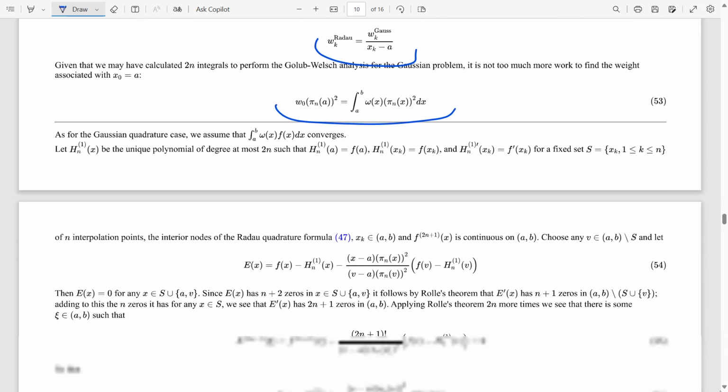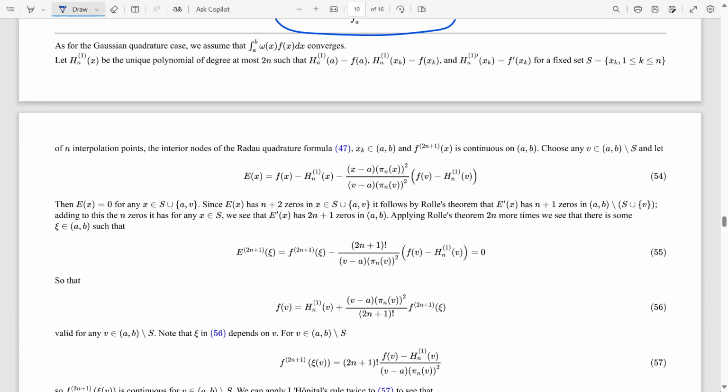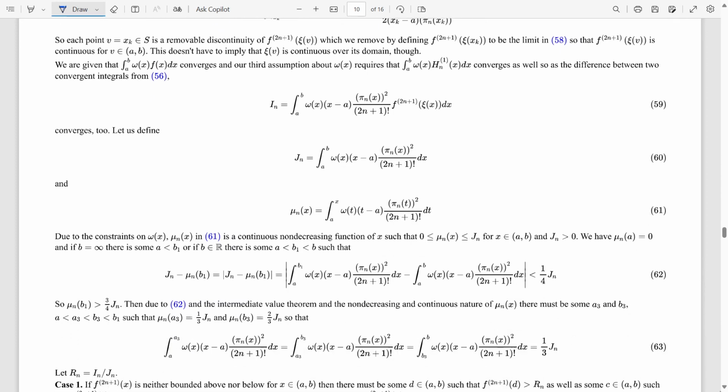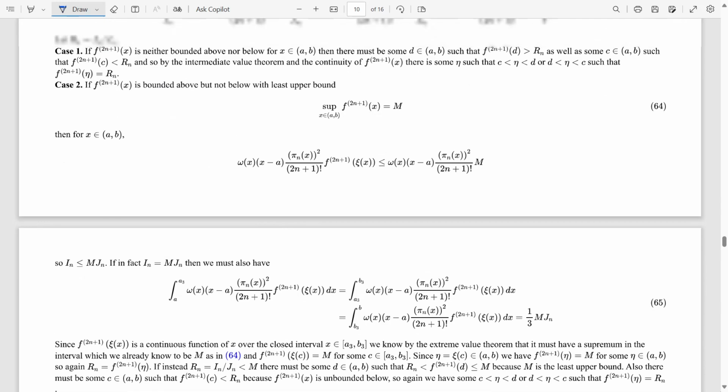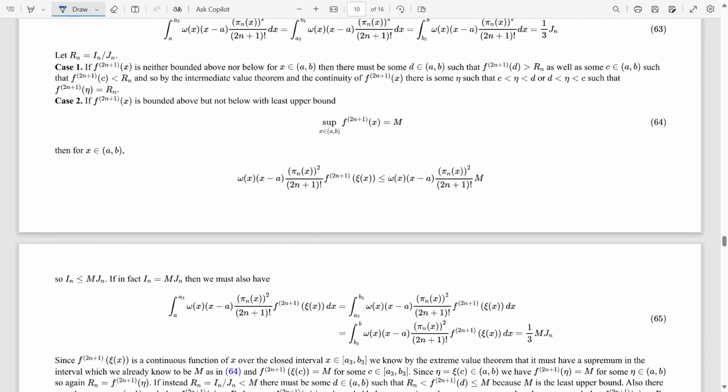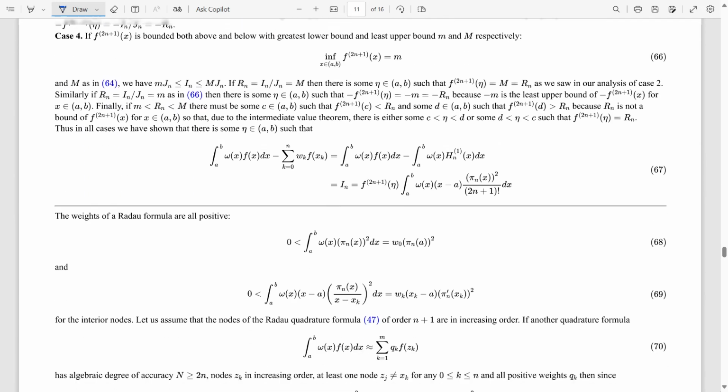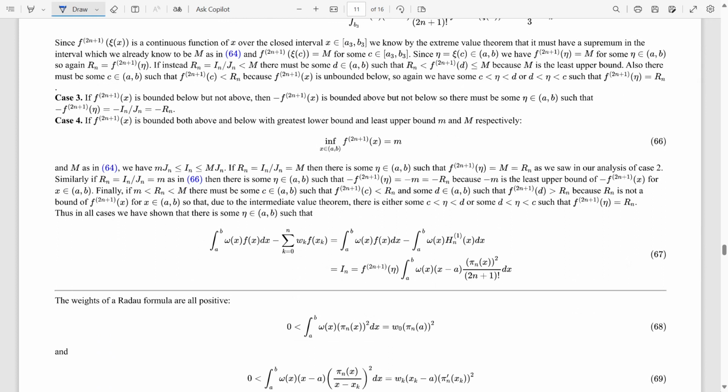I wrote out the whole proof of the error in Radau quadrature in the PDF, but I'm going to skip it in the video. You may pause and screen capture it if interested. So here's one page, here's another page, there's another page. Okay, and there we're at the end. So the result is the same. That's to say that Radau quadrature is definite.